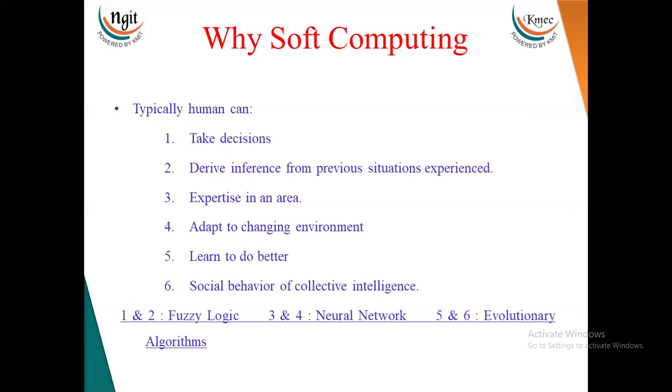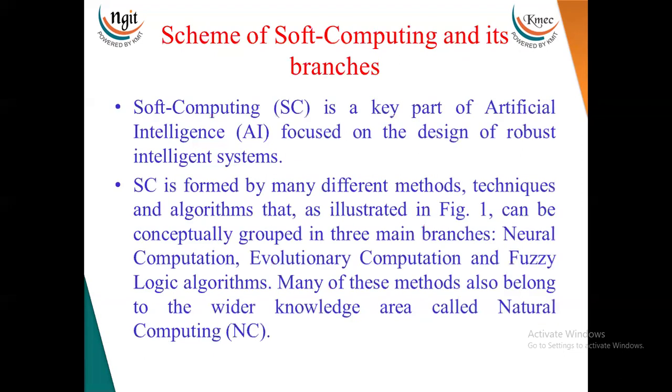All of these can be achieved with the help of soft computing. If you see the figure below, we have one and two. For taking decisions and inference from previous situations, we can use fuzzy logic. In order to become an expert and adapt to a changing environment, we can use neural networks. And to learn to do better and social behavior, we can go for evolutionary algorithms. So we are matching human brain or human intelligence with soft computing through techniques like fuzzy logic, neural networks, and evolutionary algorithms.